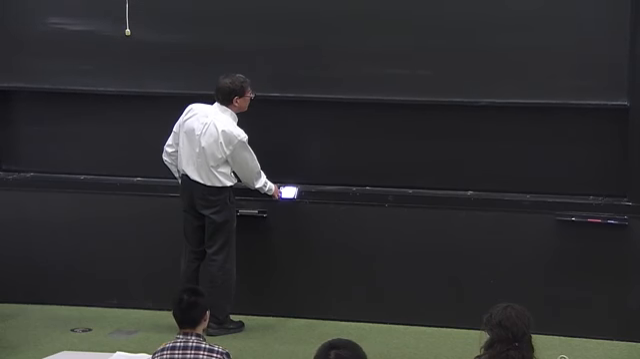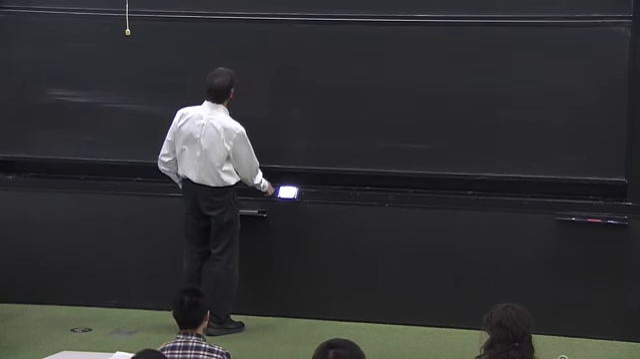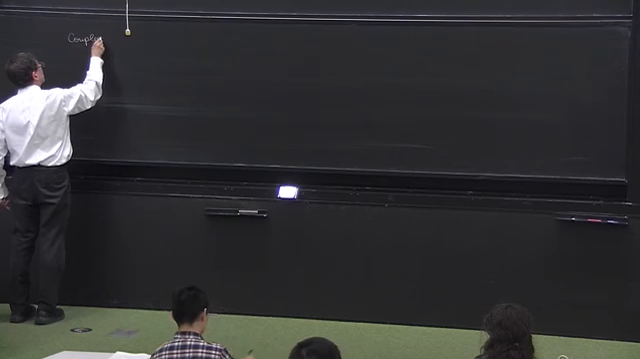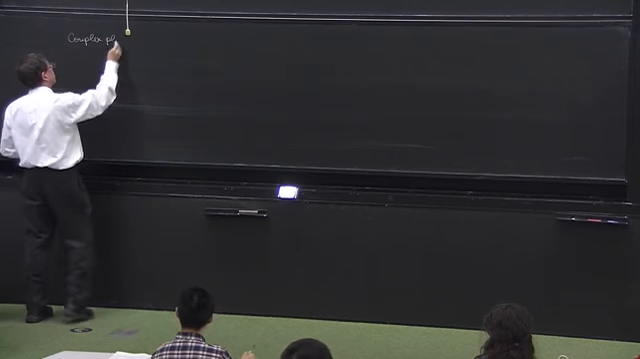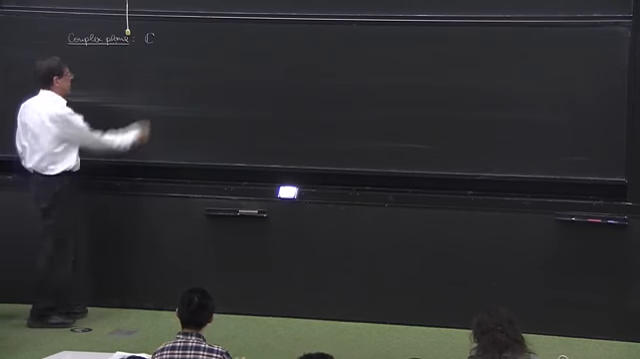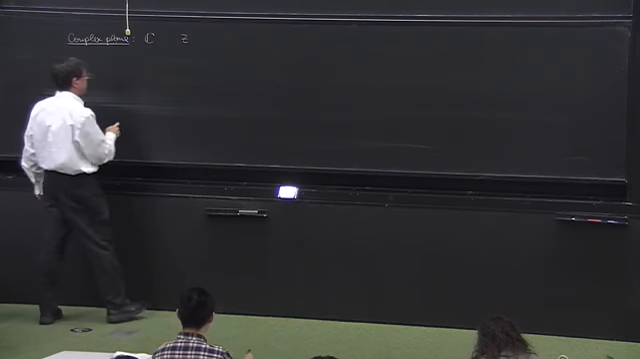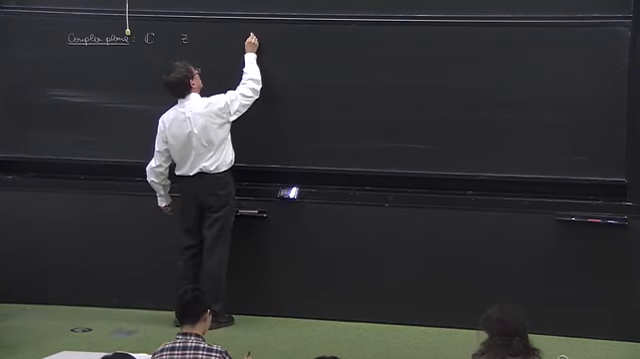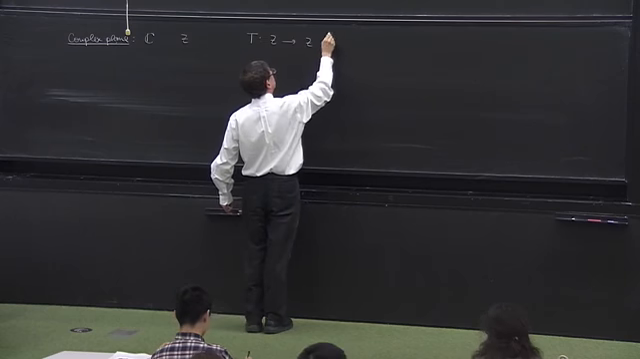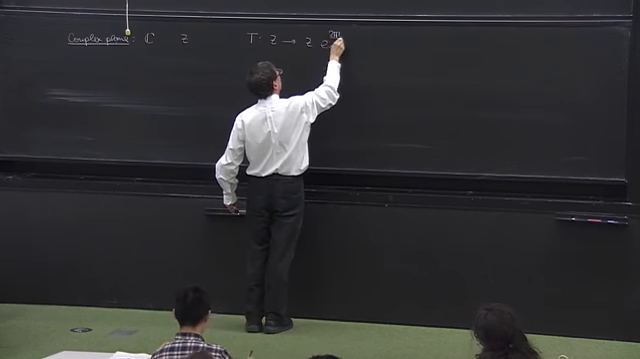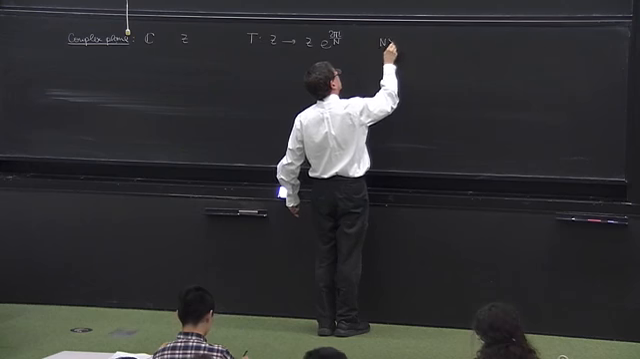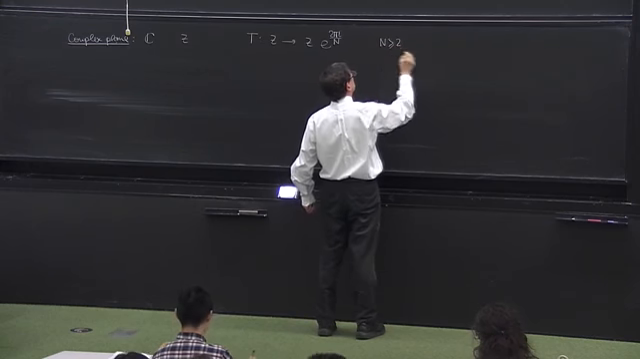So let's do an orbifold that is very famous. Consider the complex plane, like this, and real numbers. And let's consider the transformation T that takes Z to Z times e to the 2 pi i over n, where n, greater than or equal to 2, is an integer.